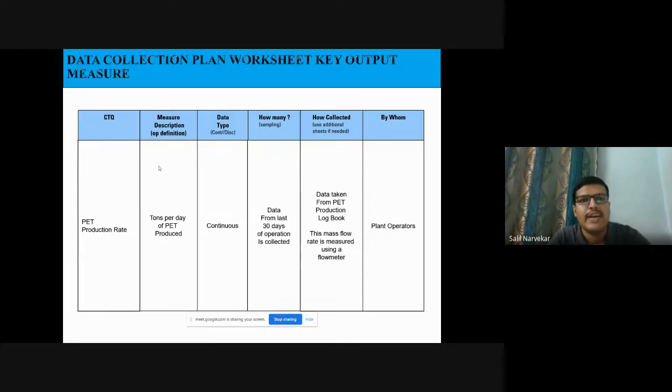Talking about the data collection worksheet, the CTQ is PET production rate. How can it be measured? It can be measured by tons of PET produced per day. The data type is continuous. How much sampling should be considered? Again, some dummy data was considered: data from the past 30 days of operation can be used. This data is to be collected from the PET logbook, where the data is coming via a flow meter, and it is to be measured by the plant operators.